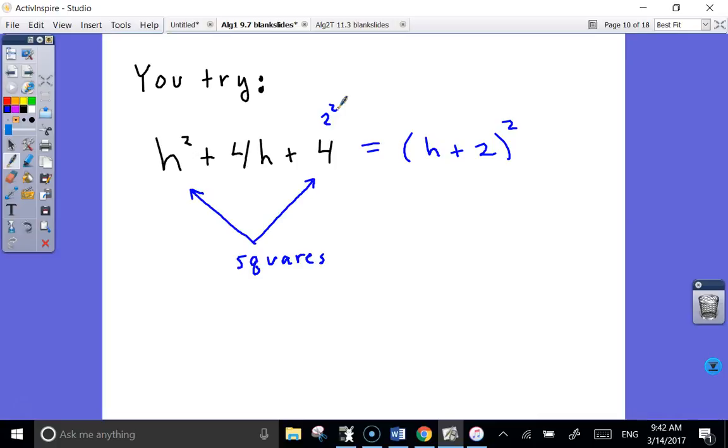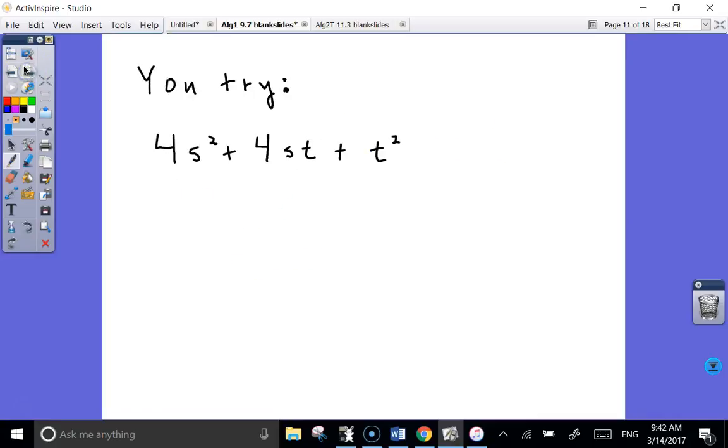Okay, how about this one? What do we presume might be the factoring of this one? 4s squared plus 4st plus t squared.